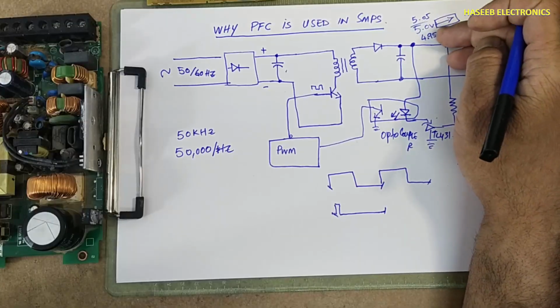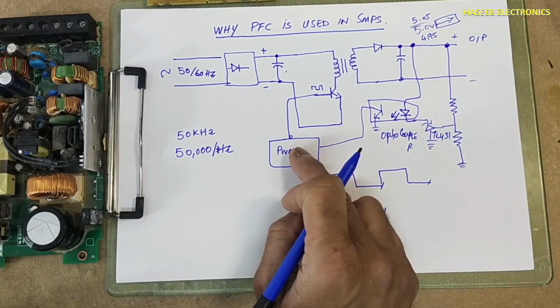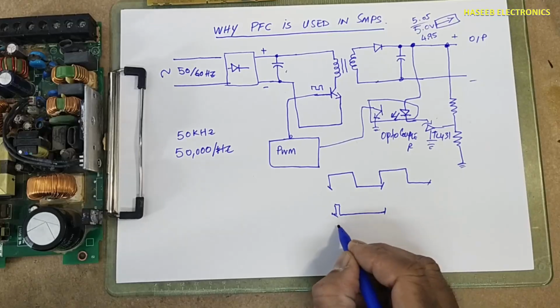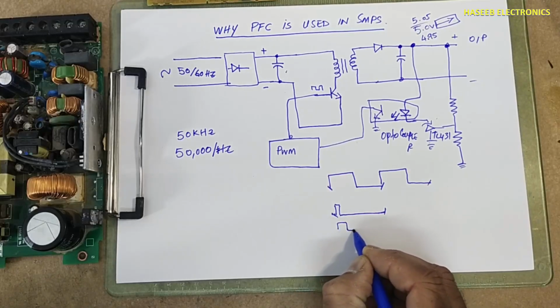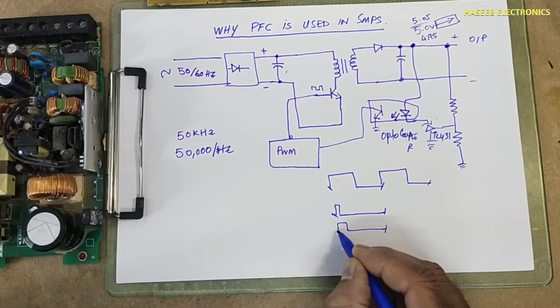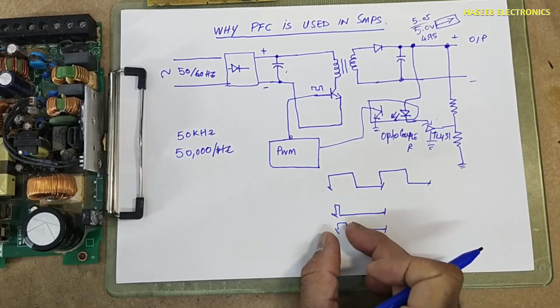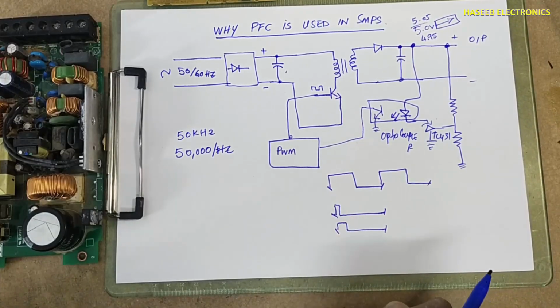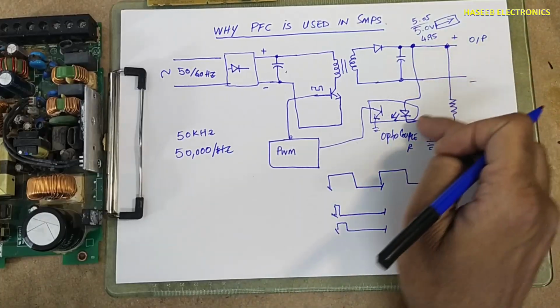If the voltage drops, this IC will come to know that the voltage has dropped. It will increase its duty cycle. For each cycle, it will adjust turn on time versus turn off time. So this is the regulation technique.